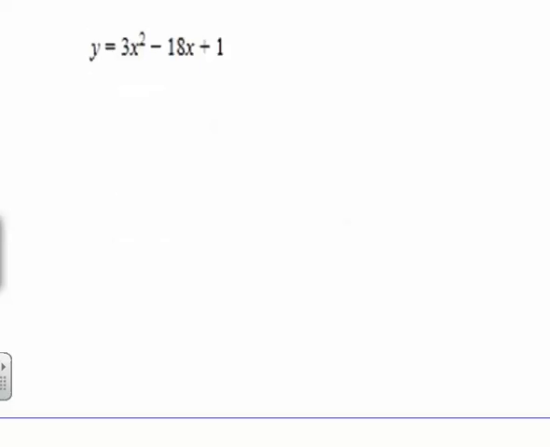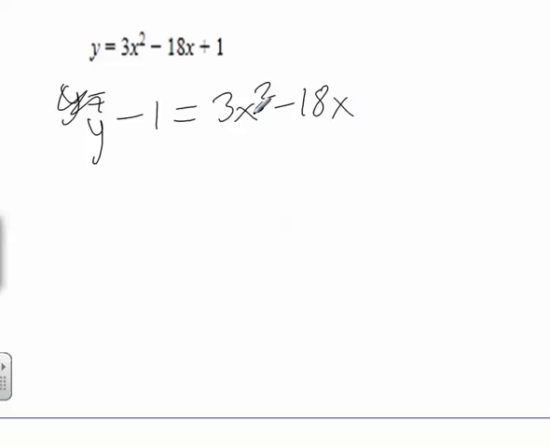All right, one last example. Well, what if the coefficient, the number before x squared, the leading coefficient, is not 1? How can we possibly deal with this? Well, just like usual, let's get this 1 out of the way. Subtract 1 from both sides. So we've got y minus 1 equals 3x squared minus 18x.